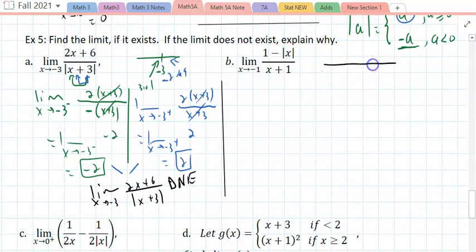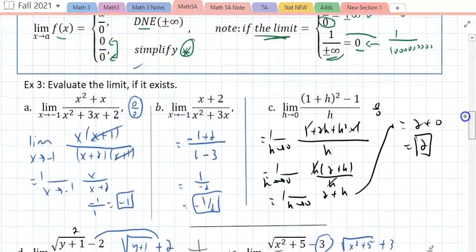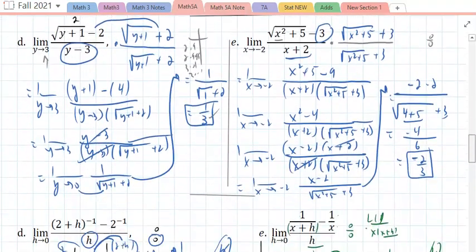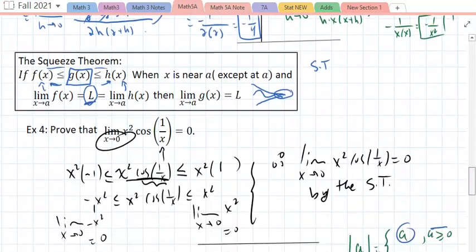Another problem we have, I want to take the limit as x approaches negative 1. Well, let's see. If I put in negative 1. Now, by the way, how come I didn't substitute that in? Because absolute value was not one of those four functions that I could use this rule of thumb on. I could use the rule of thumb on rational, which is polynomials divided by polynomials, a polynomial, a radical, and a trig, wherever they're defined. I can't use it on absolute value. Absolute value is not one of those shortcuts.